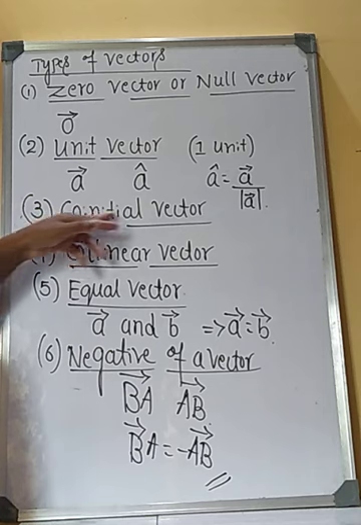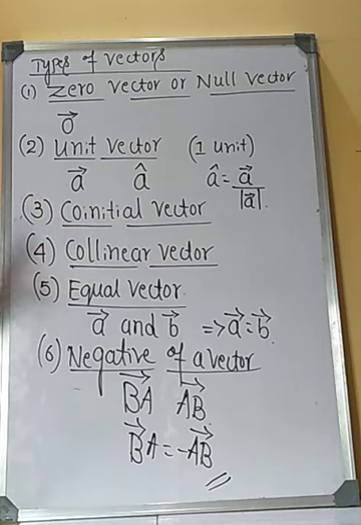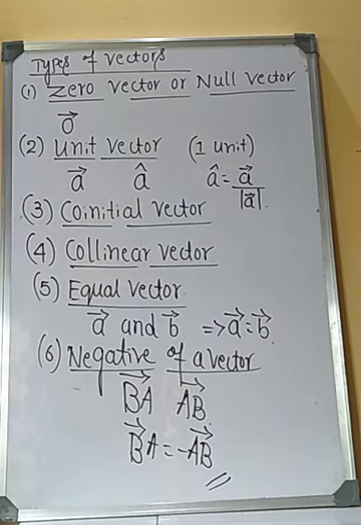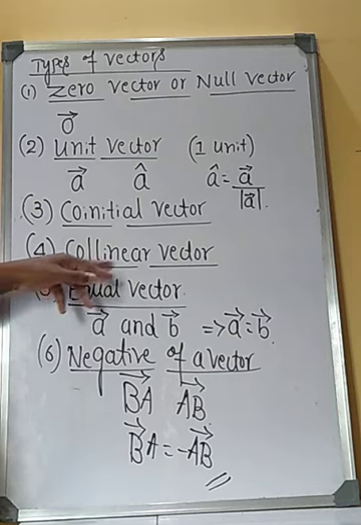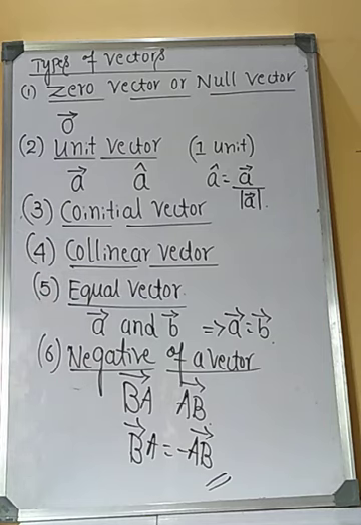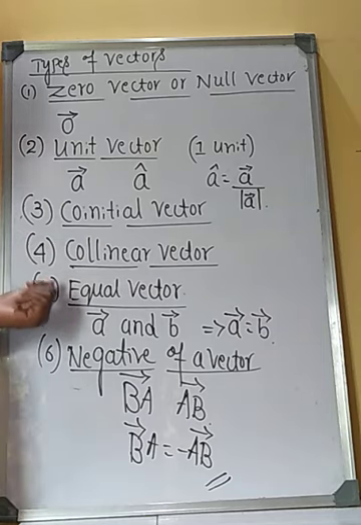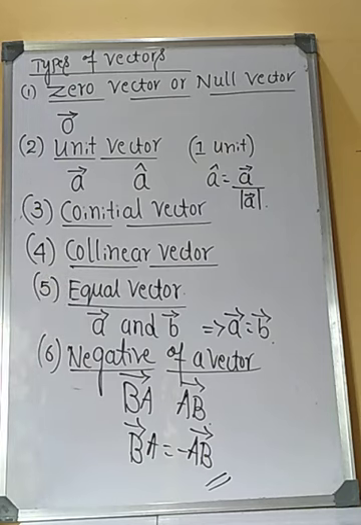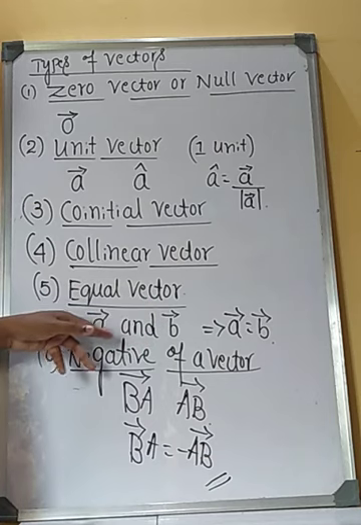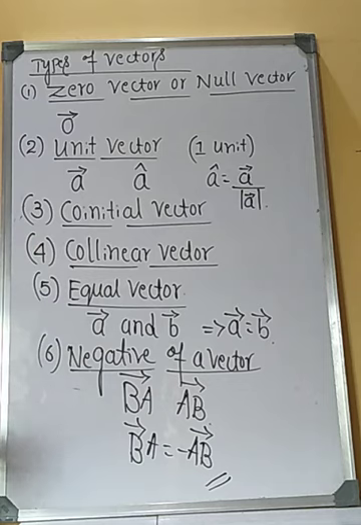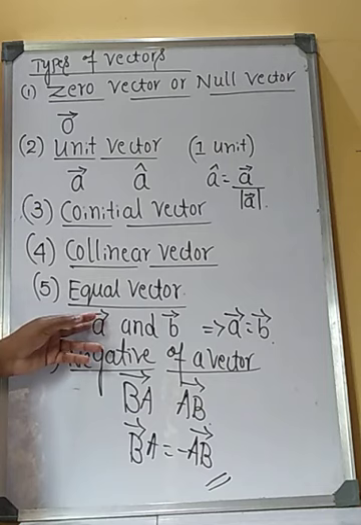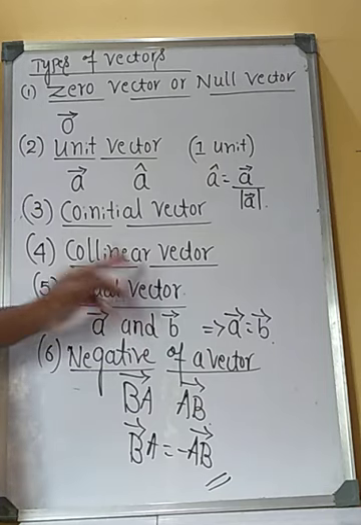The next, co-initial vectors. Two or more vectors having the same initial point are called co-initial vectors. The next, collinear vectors. Two or more vectors are said to be collinear if they are parallel to the same line. The next, equal vectors. Two vectors, vector A and vector B, are said to be equal if they have the same direction and also the same magnitude.